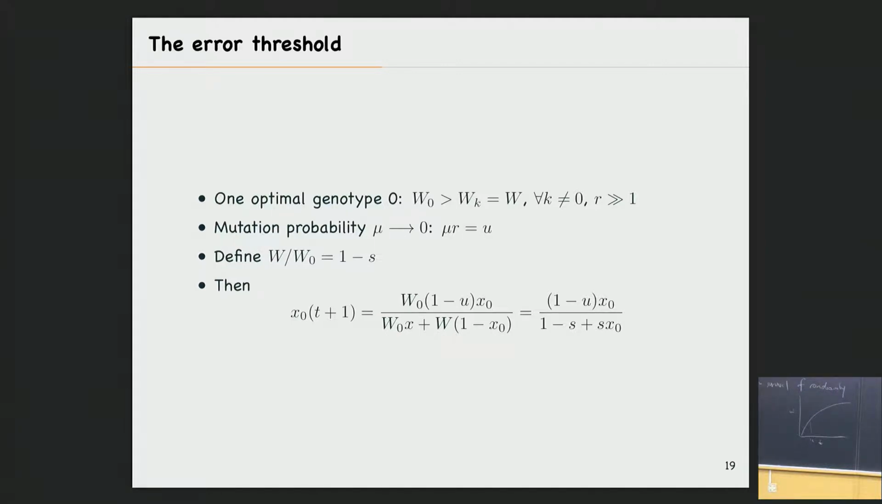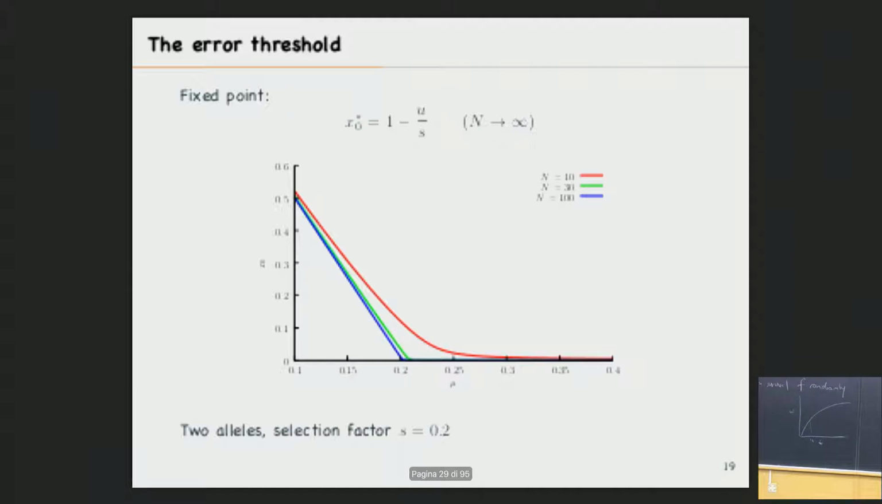And then you have this expression here, and what you see is that there is some problem. We can see it in the next slide: the fixed point is given by 1 minus U over S. U is the mutation probability, S is the selection factor. When the length of the sequence goes to infinity, you end up with this expression. Of course, when U is larger than S, this becomes negative. It means that, in fact, the only solution you can get is X0 equal to 0.